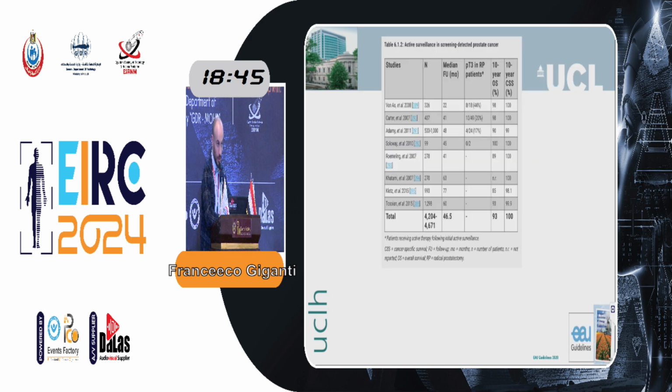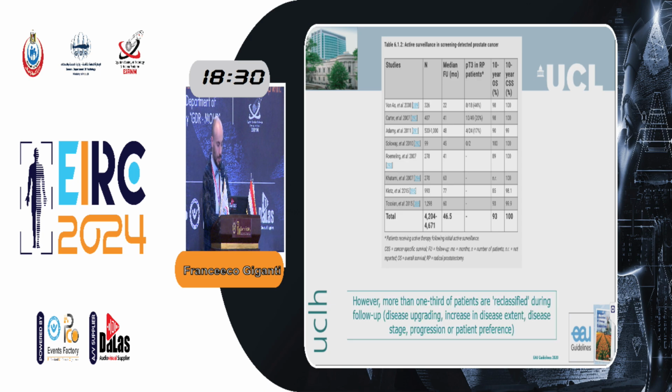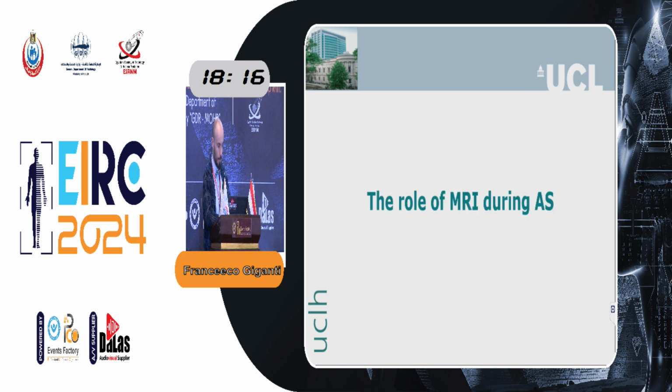But what we know actually is that no matter which guideline you are using, the outcome at 10 years is very good. So basically you can see that the 10-year overall survival is nearly 100% on patients on active surveillance. But we also know that more than 1/3 of patients leave active surveillance, both for disease upgrading, but also because they want to leave active surveillance because of anxiety.